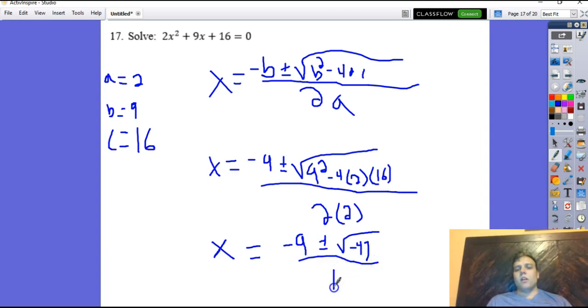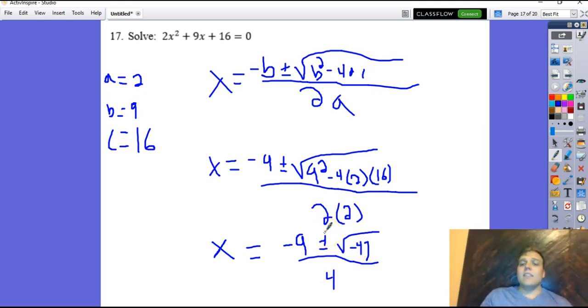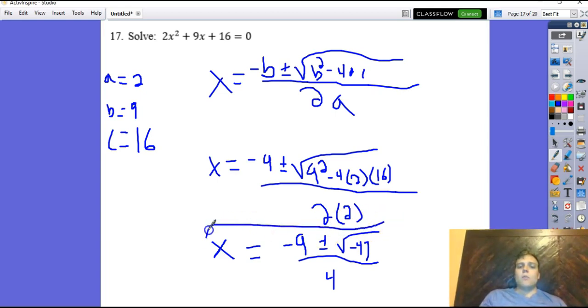all divided by 4. Now, if you could take the square root of negative 47, you would do that right now. But you cannot take the square root of negative 47. So we're just going to leave it as the square root of negative 47. This is as far as our problem can go because I cannot do anything with a negative square root, and 9 and 4 are not divisible, so I can't break the numerator up and reduce that portion. Alright? So that's your answer.